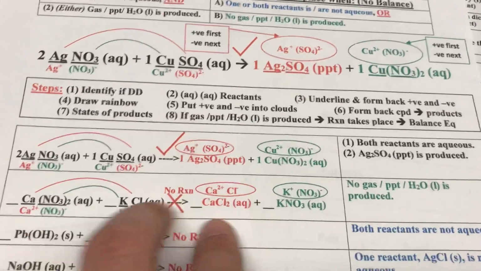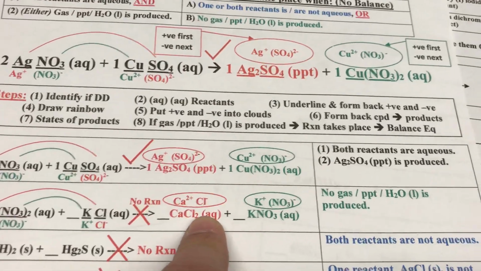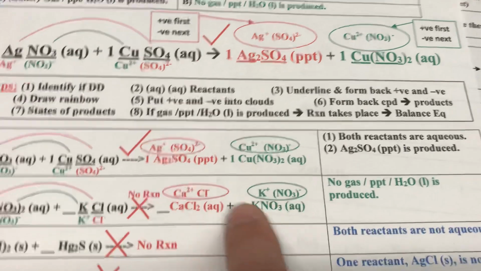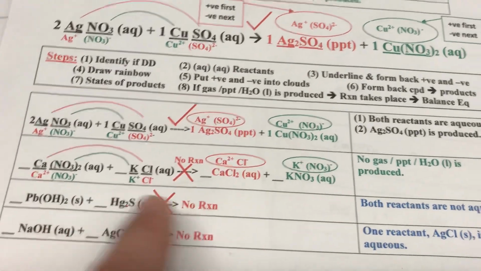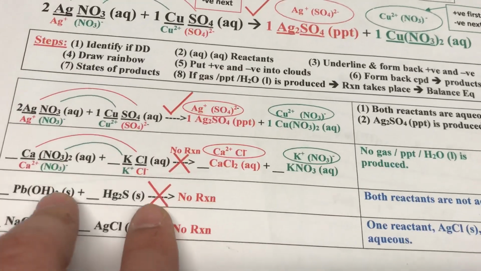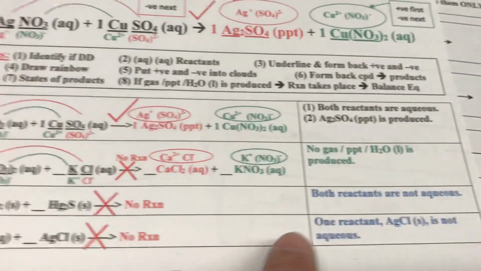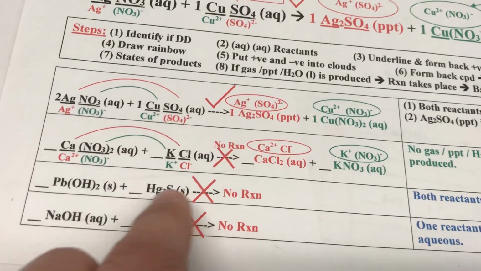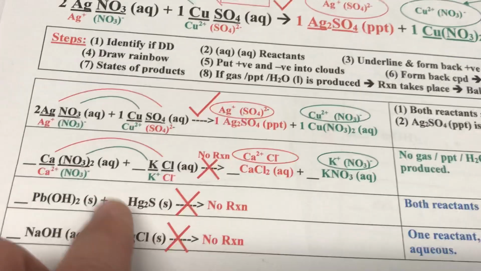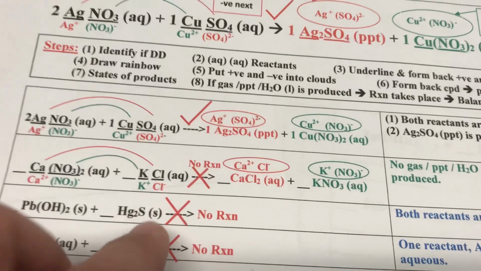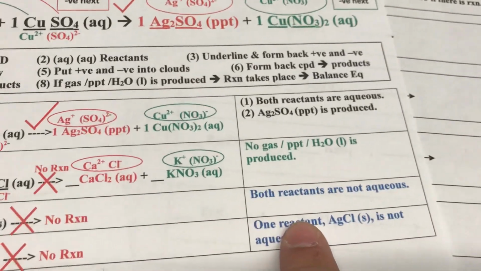Now this one I do switch partners, but why is it no reaction? Why don't I continue to balance them? It's because no gas, no PPT, no water is produced. You see that they're all aqueous. And then these two, why is there no reaction? Because for the one here, both of the reactants are solid, or one of the reactants, AgCl, is not aqueous. So no matter what, if you have not aqueous in any of these cases, you don't even write the rainbow, you don't even split them, because they're solid. That means they stay in the water, they will not separate. So you should stop and say no reaction, because of these two reasons.